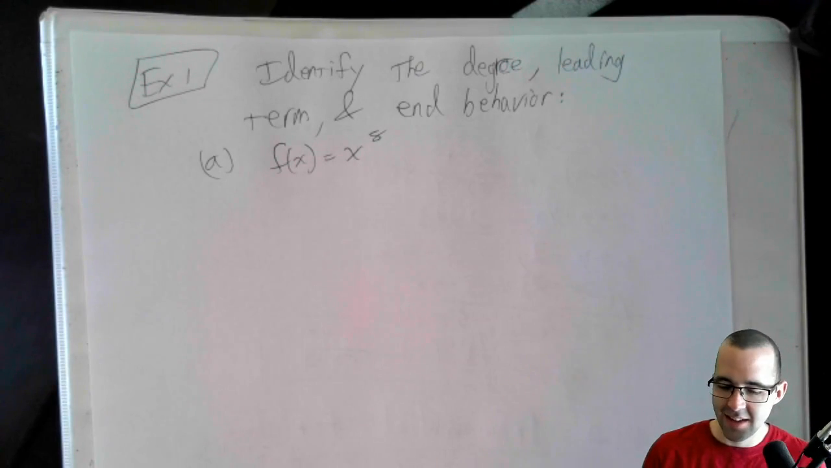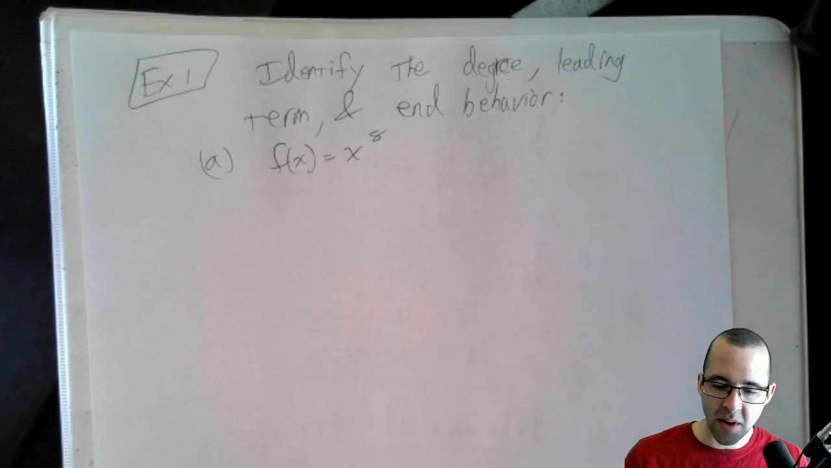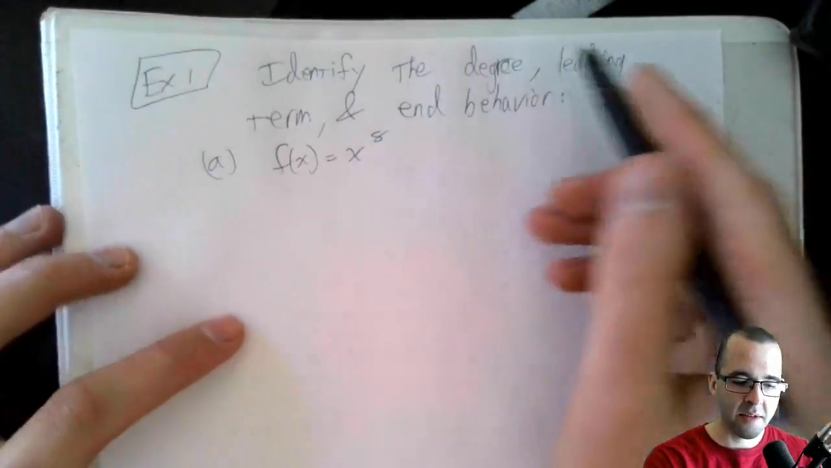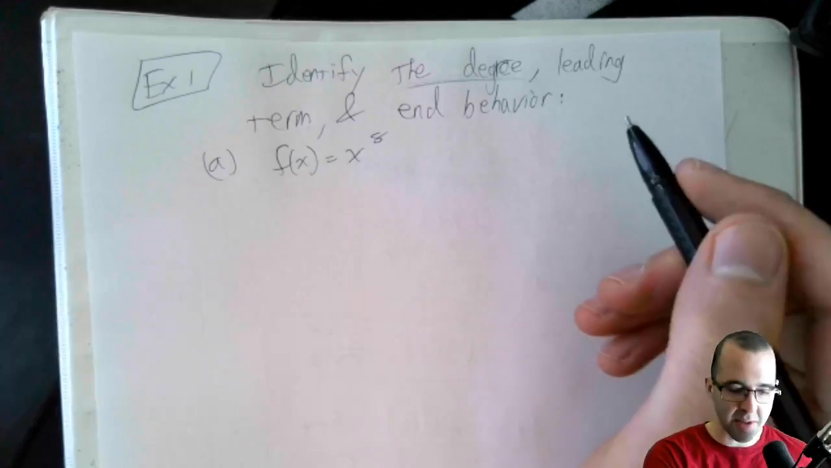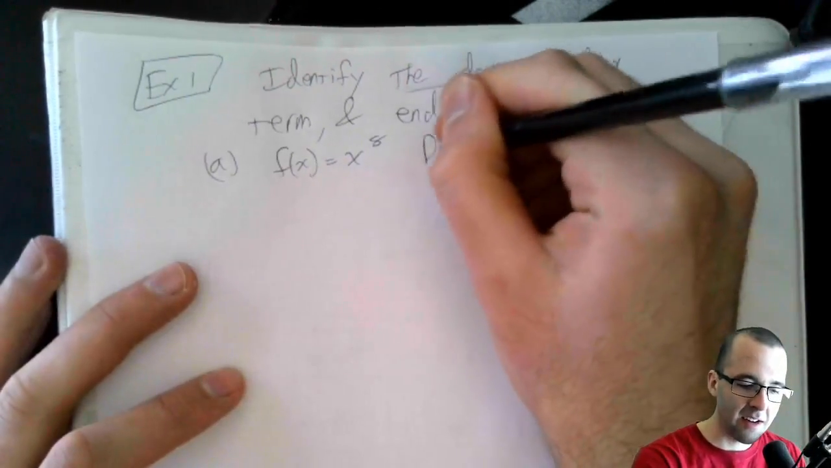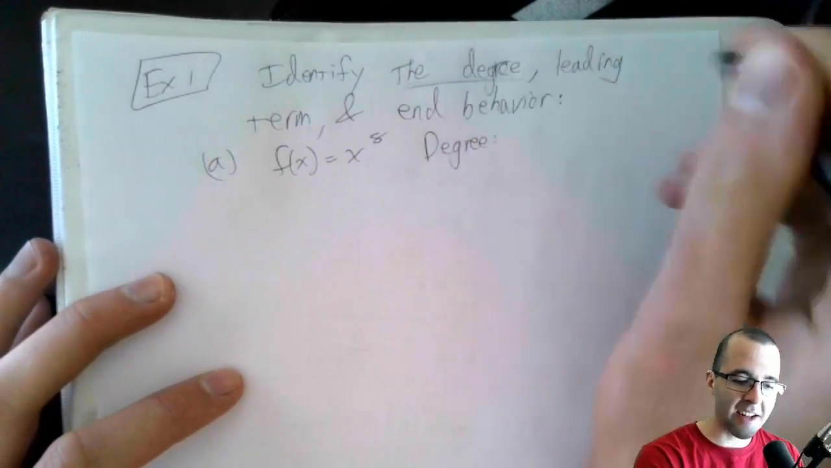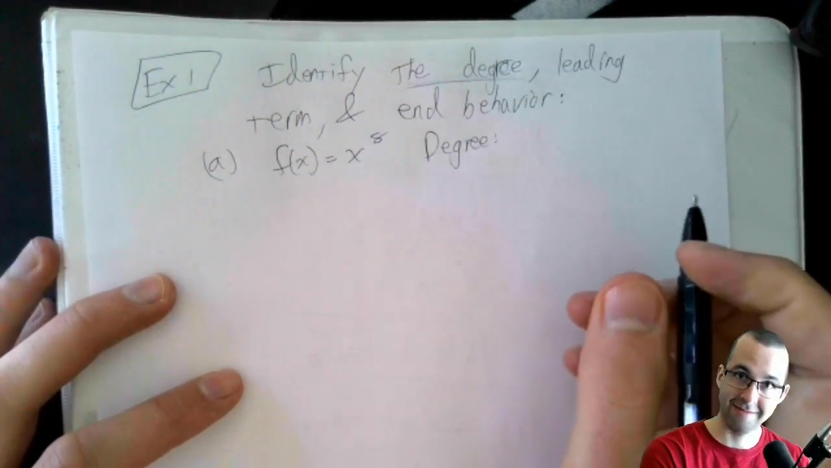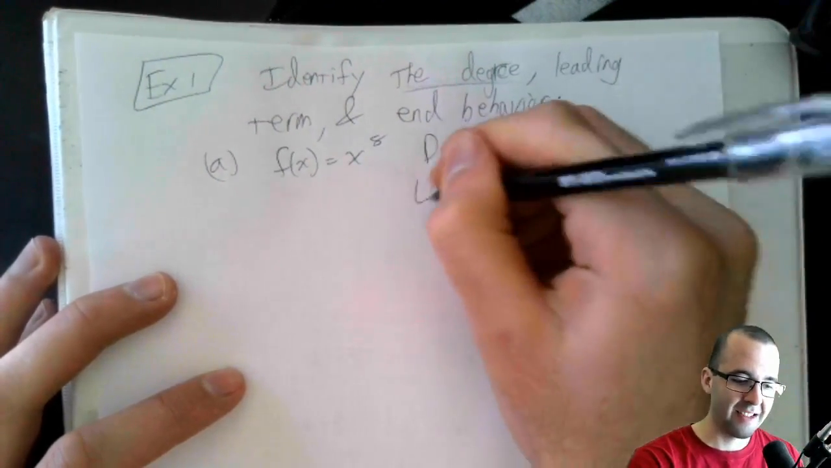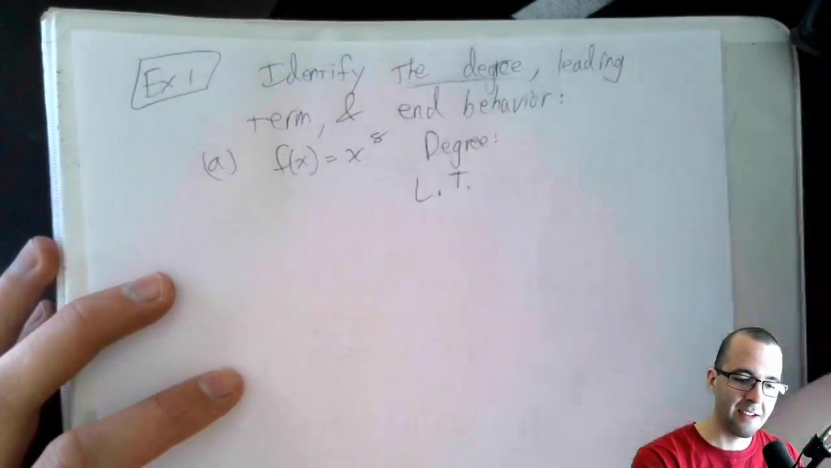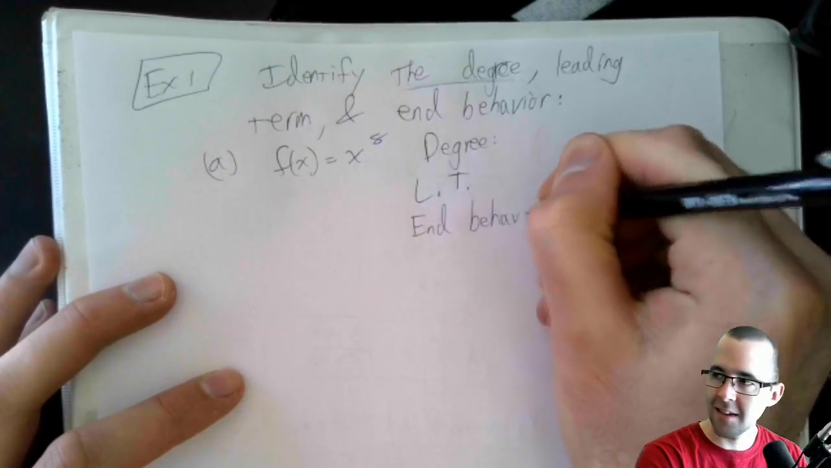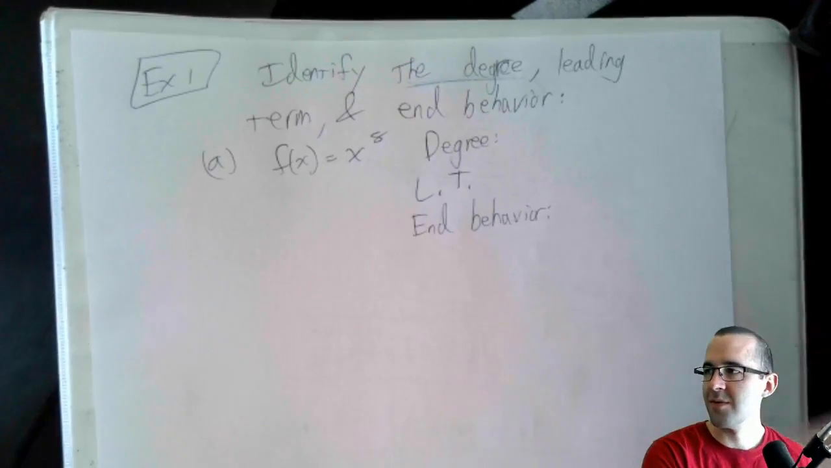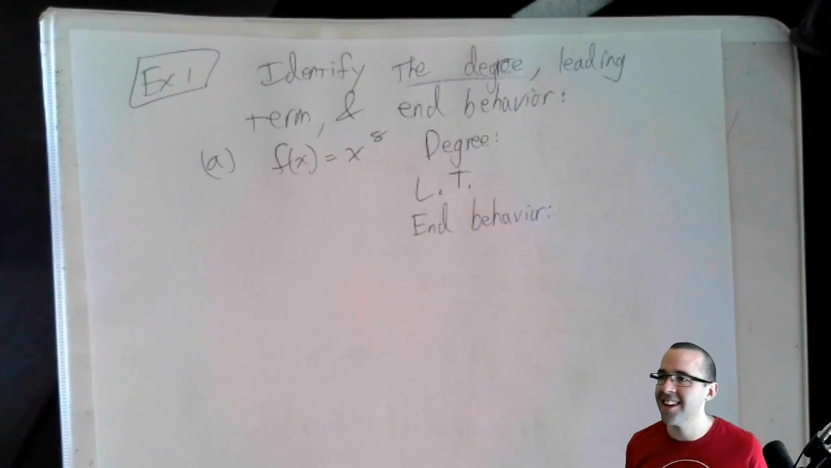Okay? So, remember that first we need to find the degree. The degree is the biggest exponent. Someone tell me the degree here. The biggest exponent out of all the terms. Yeah, you got it, Lexi.